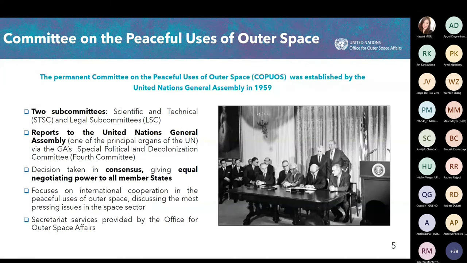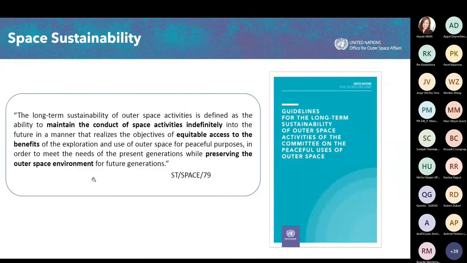So as you've already heard, the Committee on the Peaceful Uses of Outer Space, or COPUOS, is the UN platform for intergovernmental discussion on the peaceful uses of space. It meets in Vienna several times a year, and it's supported by the Office for Outer Space Affairs. I think it's important to emphasize in the context of LTS that COPUOS is a body that makes decisions by consensus. So all countries have to agree on something in order for it to move ahead.